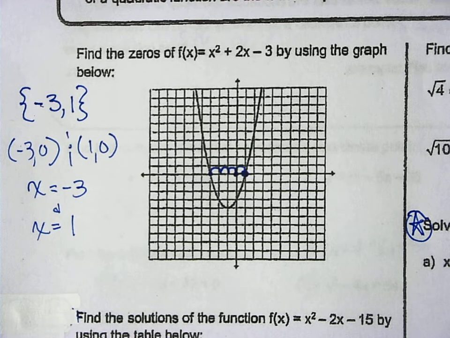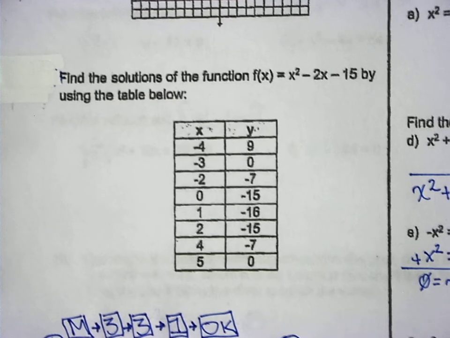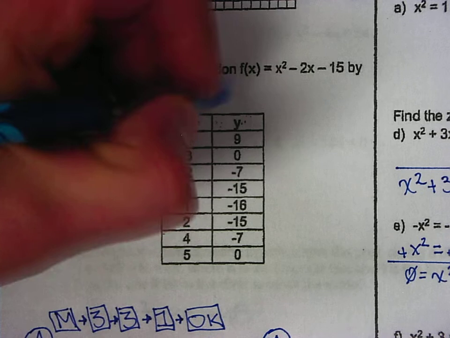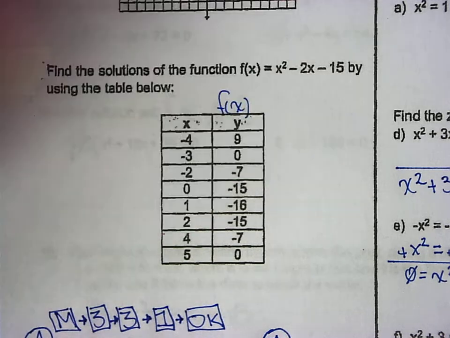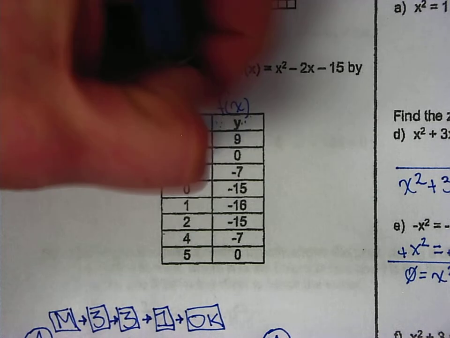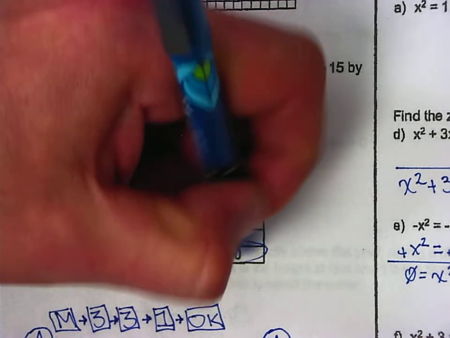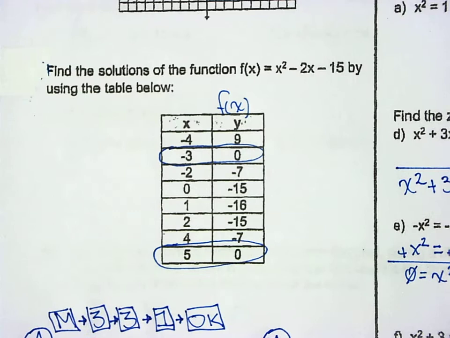on today's assignment. So our next example down here below says find the solutions of the function f of x equals x squared minus 2x minus 15 by using the table below. Our definition above says the solution, the roots, the zeros, whatever you want to call it, is wherever the function f of x equals 0. F of x means y. So wherever this column equals 0, we have our roots. And here we go. We have negative 3, 0, and again down here at 5 comma 0.